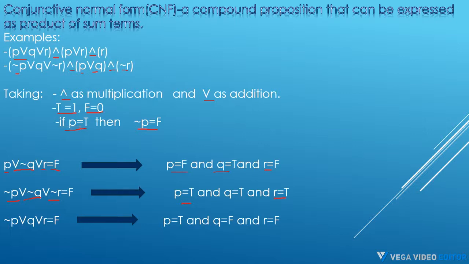Then we have not P or Q or R is false if and only if P is true, which means not P is false, Q is false, and R is false.